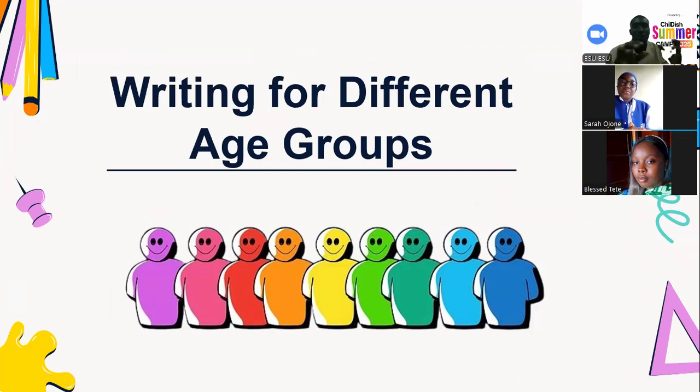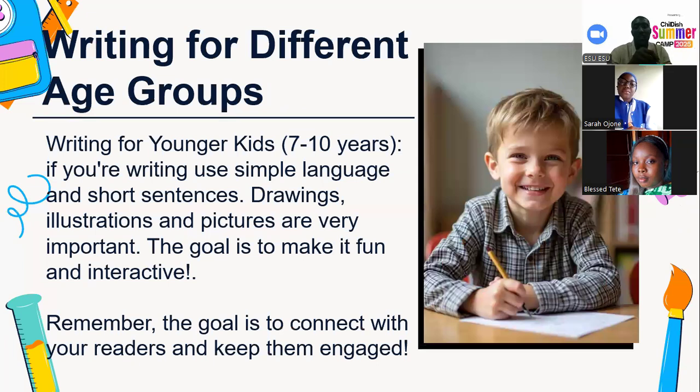So now we talk about writing for younger kids between age 7 to 10. If you are writing, use simple language and short sentences. Use drawings and illustrations, and pictures are very important because the goal is to make it fun and interactive. Remember, the goal is to connect with your readers and keep them engaged.